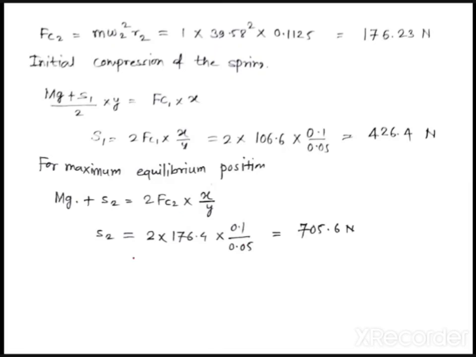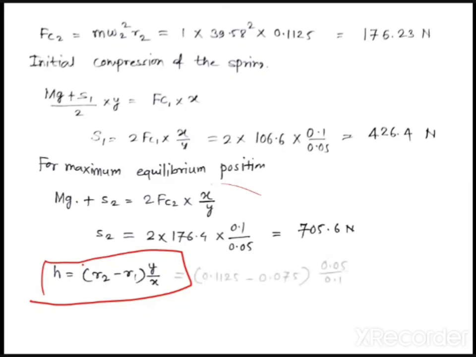Then after taking the moment, what will you get? You will get S2. What is S2? 705.6 Newton. So you got S2. Now what is H? This is a basic formula. H is equal to (R2 minus R1) upon (Y upon X).